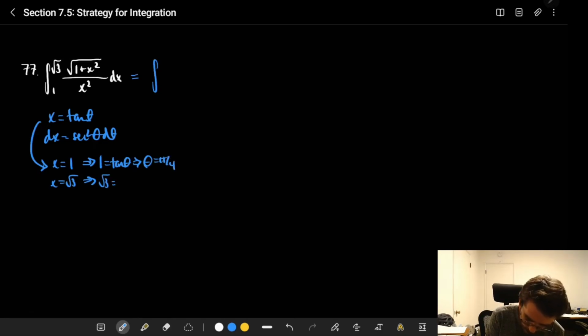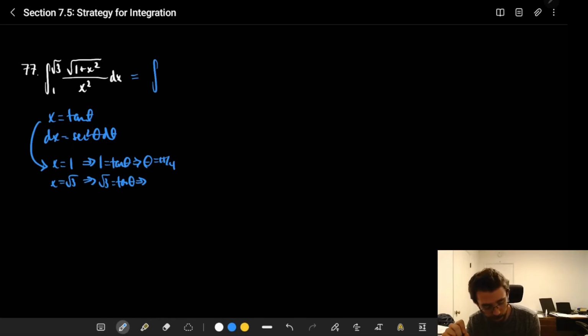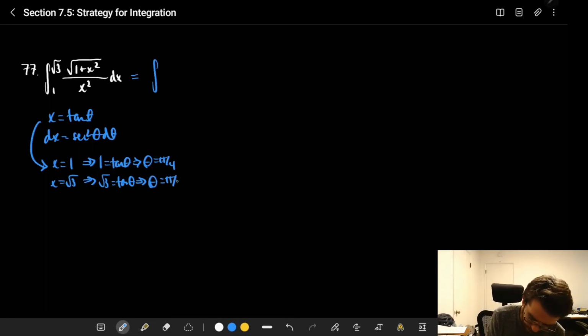And then what theta gives you tangent equal to root 3? Tangent is sine over cosine. So you want the sine to be root 3 over 2, and the cosine to be 1/2. That's pi over 3, I believe. Because sine of pi over 3 is root 3 over 2, divide by 1/2 for the cosine, you get root 3. Good. Cool. So new bounds, pi over 4 to pi over 3.